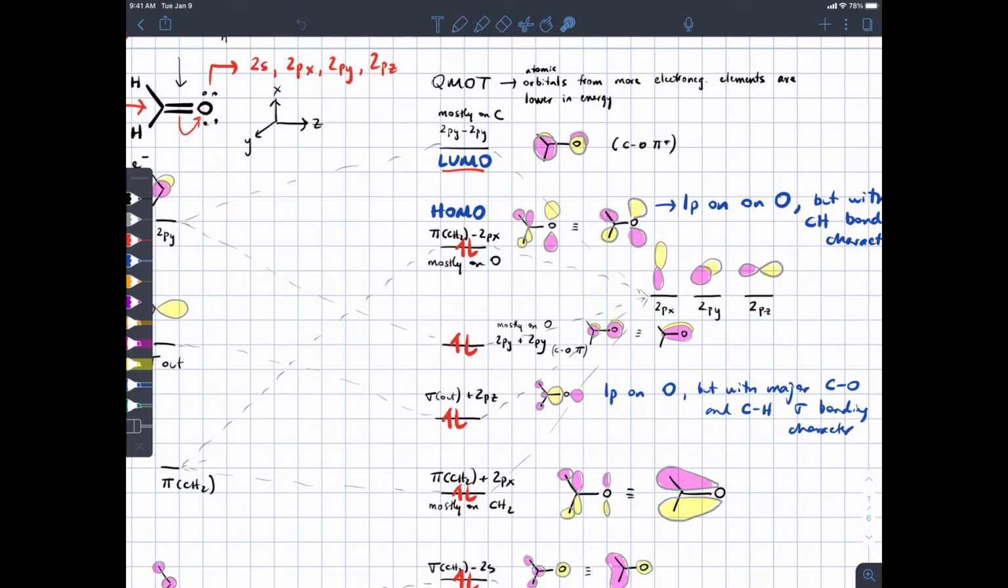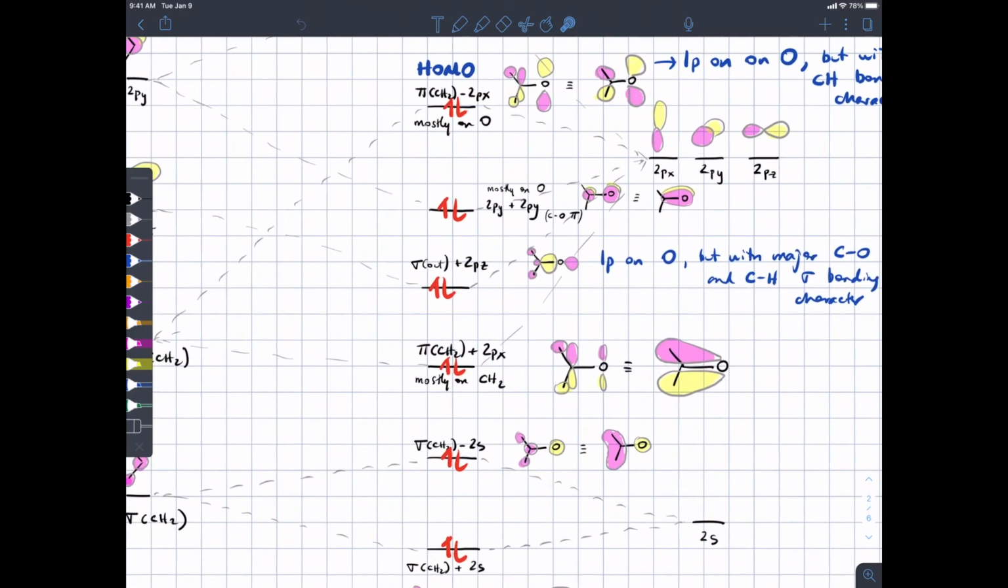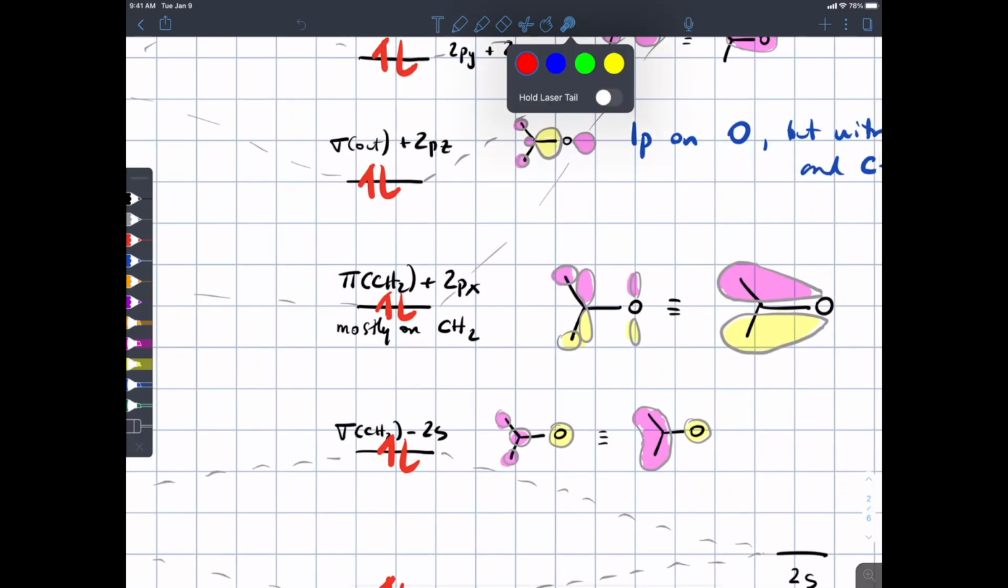In the example of the PyCH2 with the 2px, are we also expected to know specifically that the orbital density is going to be mostly in the carbon? You should know that, yeah, because the PyCH2 is lower than the 2px, when you make the plus combination, more of it will be on carbon than on oxygen. You're not required to know the extent to which that's the case, and we're not going to calculate any coefficients. Just expect it to be biased towards the carbon.